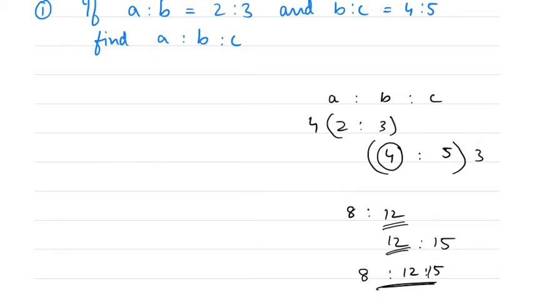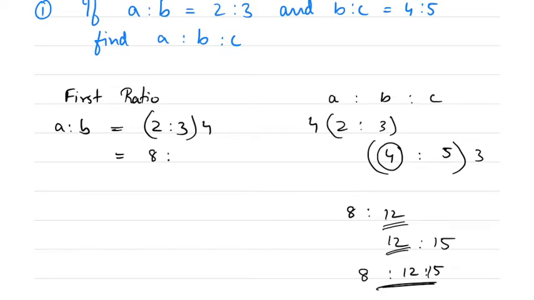Write it like this. First ratio, which is A is to B. So A is to B is 2 is to 3. Multiply it by the first term of the second ratio, which is 4. So this will become 4 into 2 is 8 and 4 into 3 is 12. So 8 is to 12.